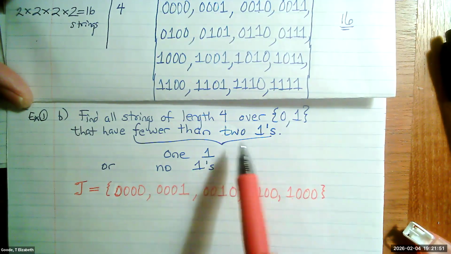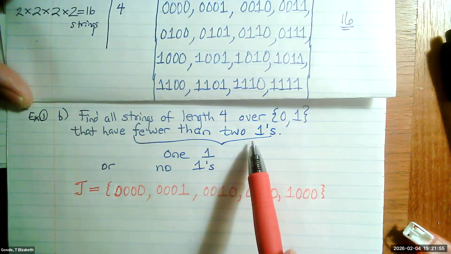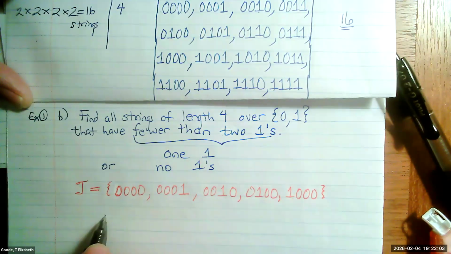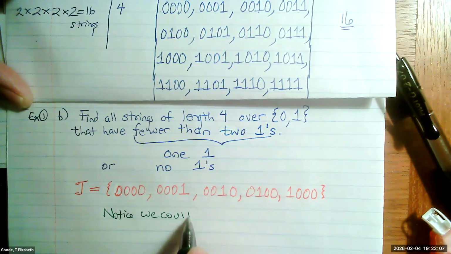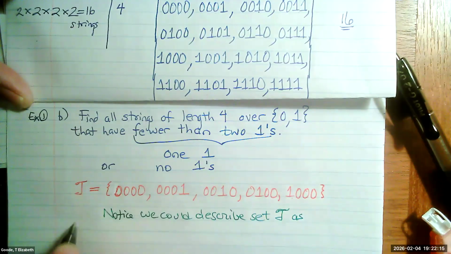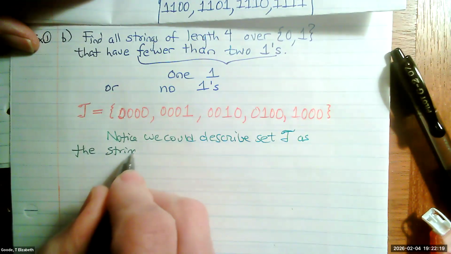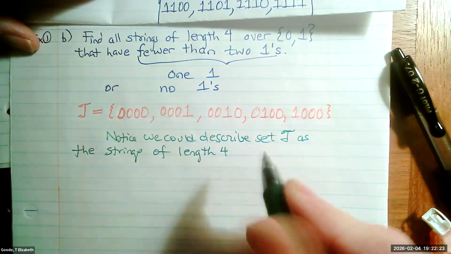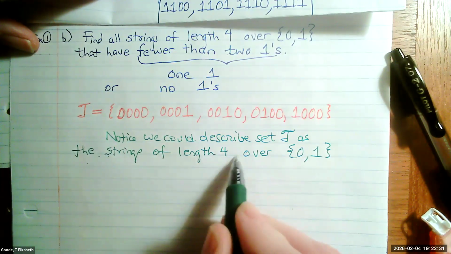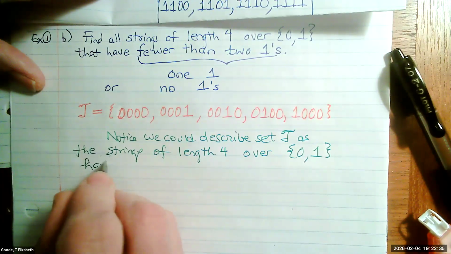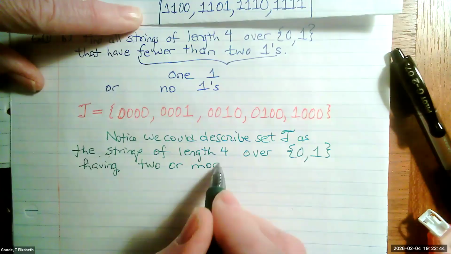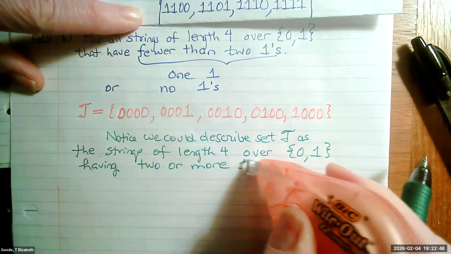And these strings that have fewer than two ones have two or more 0s, right? Notice we could describe set T as the set of strings of length 4 over this alphabet, the bit string alphabet 0, 1, having fewer than two ones, which means having 2 or more 0s, excuse me.